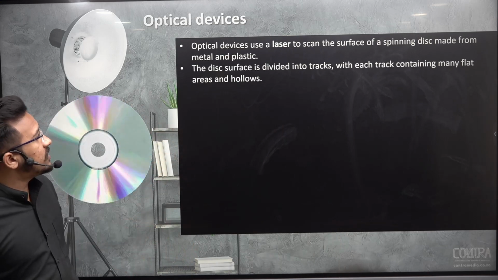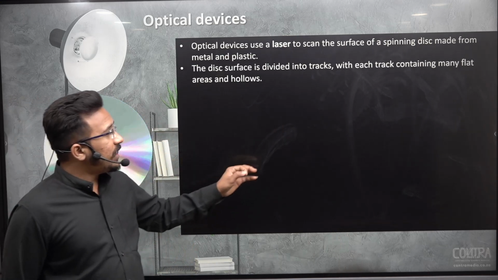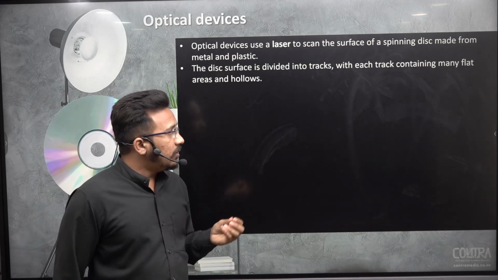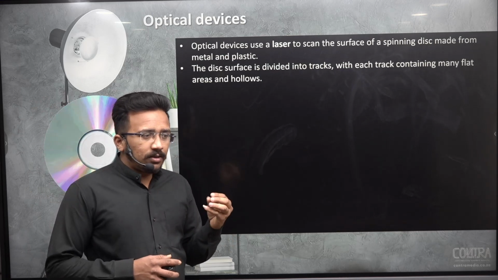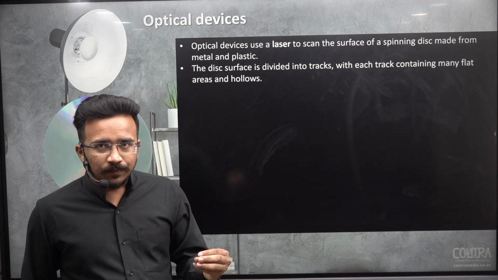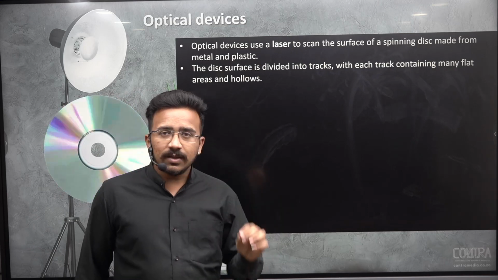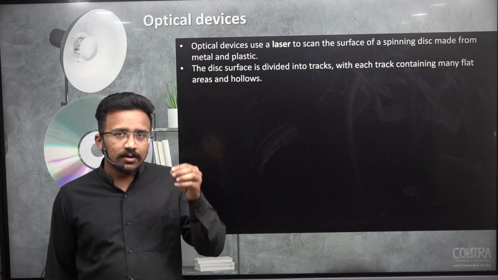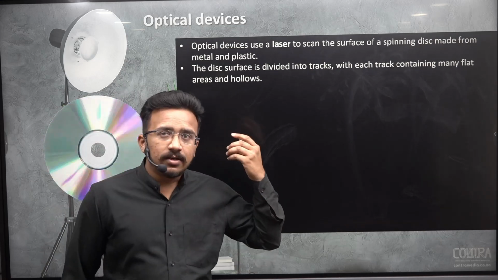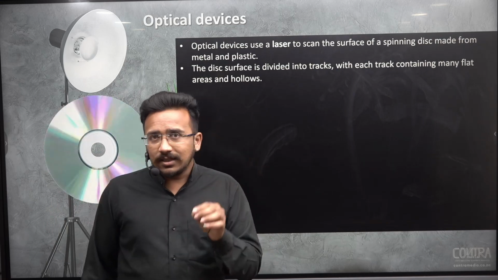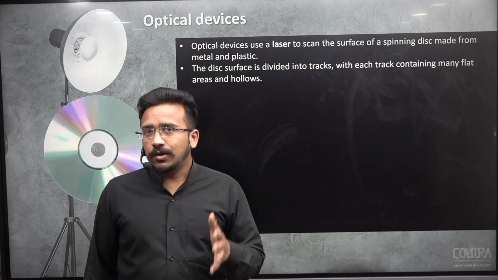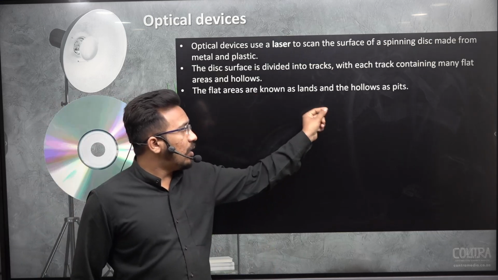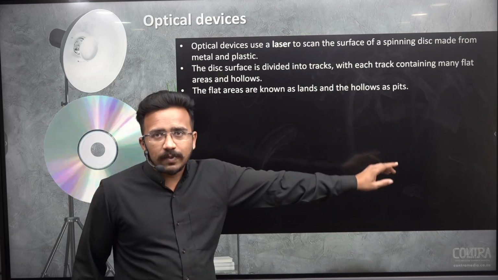Here, the disk surface is divided into tracks, with each track containing many flat areas and hollows. So here we have certain criteria where the laser strikes this surface. If there is a hollow, it will simply penetrate the disk. And if there is no hole, the laser will be reflected back. So in terms of the holes and the reflection, the data will be stored in the optical disk. The flat areas are known as lands and the hollow portions are known as pits.